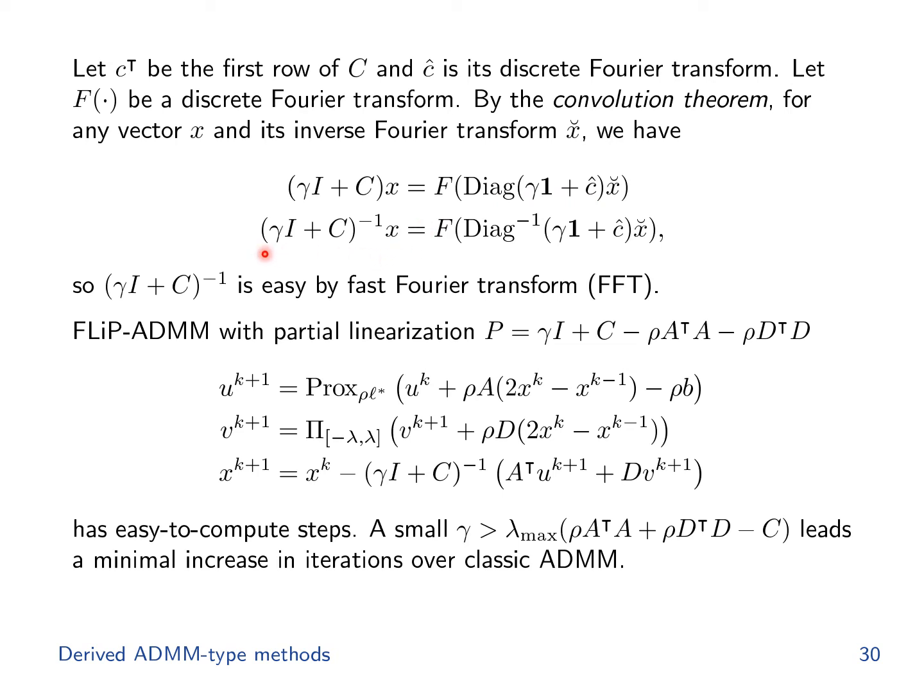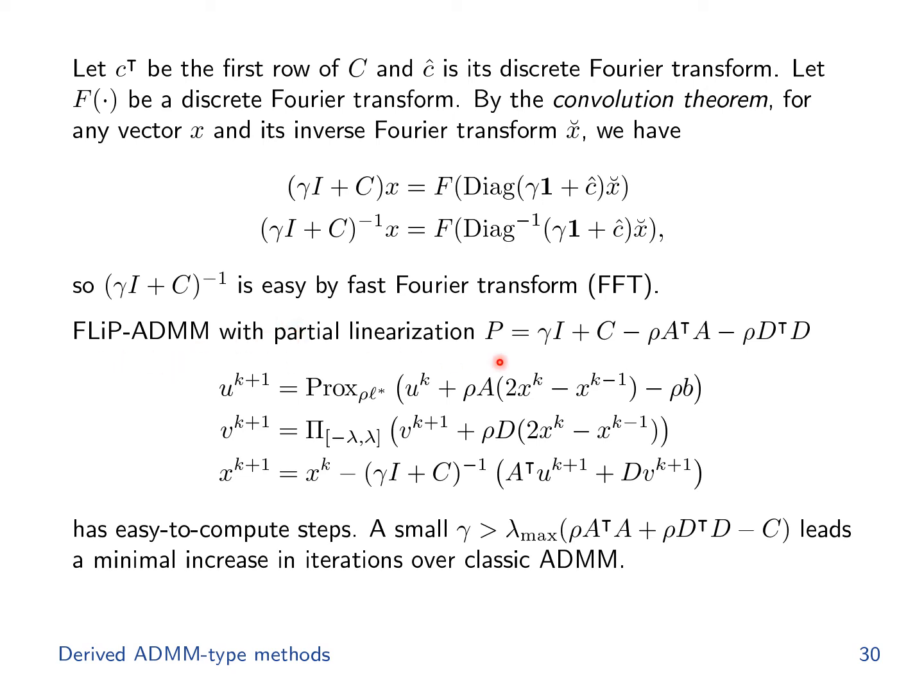Now, the same can be said about multiplying this inverse matrix to x. It's equivalent to multiplying x hat by the component-wise inverse of this vector, followed by a Fourier transform, which altogether costs n log n. Whereas in general, if you first compute this inverse matrix, then multiply by x, the first step, computing the inverse itself, can cost n cubed. So we say calculating or multiplying this inverse matrix to any vector is easy by fast Fourier transform.